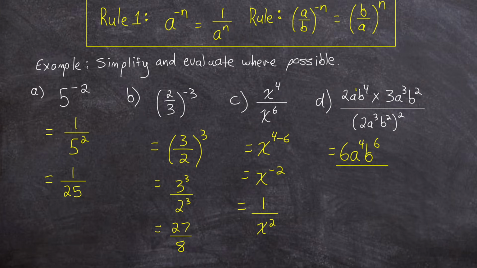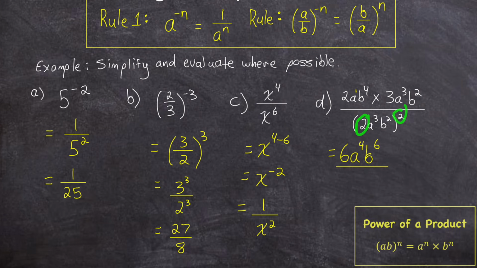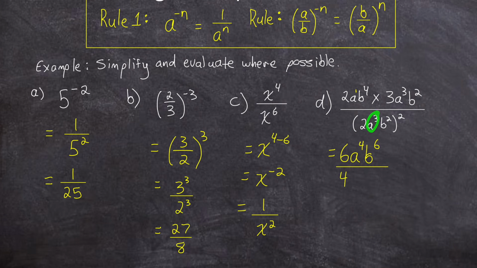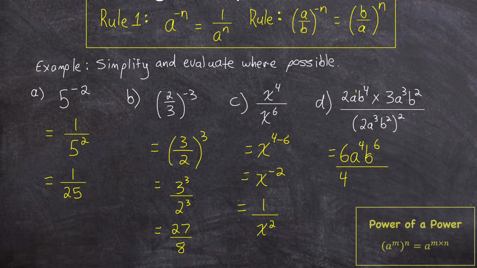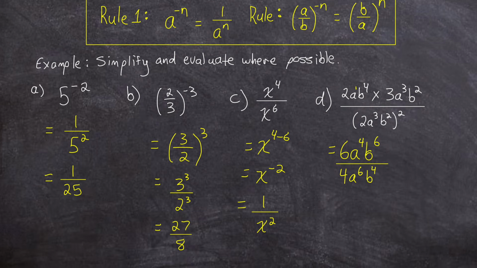And now into the denominator, I can use my power of a product rule to simplify this. This exponent of 2 has to be applied to all factors of the base. So I have to do 2 squared, which is 4, and then a to the power of 3 squared. If I multiply the exponents using my power of a power rule, that's a to the power of 6. And then b squared to the power of 2, multiply those exponents, I get b to the power of 4. And now I can do all of my divisions. I'll start by looking at the constant terms. I have a 6 divided by 4. That can reduce. 2 goes into both 6 and 4. It goes into 6 3 times and into 4 twice.